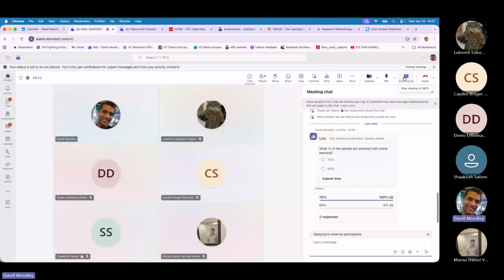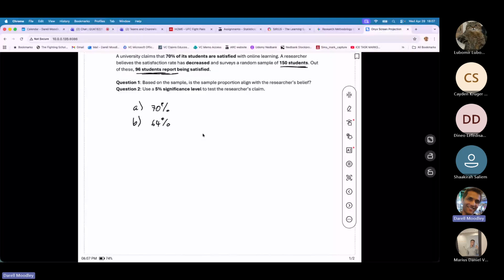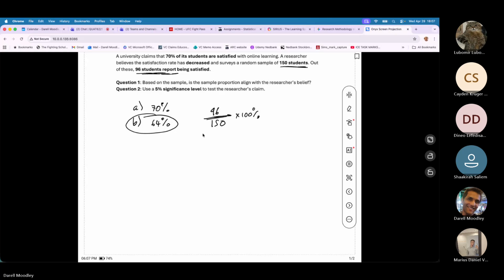All right, let's go back to the board. It's important that you understand this. Does everyone understand that the answer is 64%? That should be the correct answer, because the researcher interviewed 150 students. And the question is, what percent of those 150 are satisfied? Well, the percent is 96 divided by 150 as a percent. You can convert that to a percent, and that'll give you 64%.